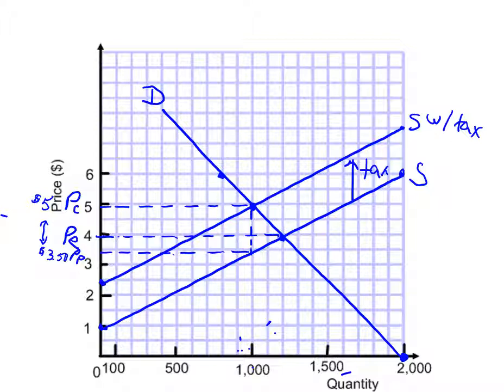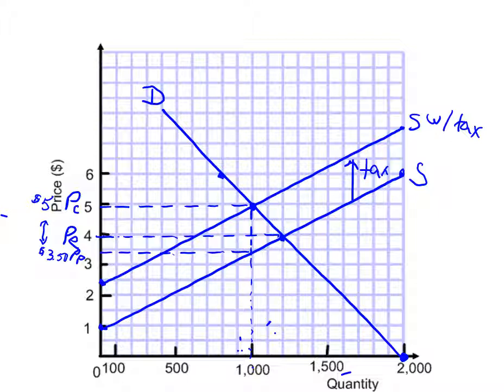All right, you're asked to calculate a couple of things on the following slides. So we're asked to calculate the government revenue from the tax. So that's going to be the full amount of the tax, the $1.50, times the new quantity being 1,000 units. So it will be $1.50 times 1,000 equaling $1,500.